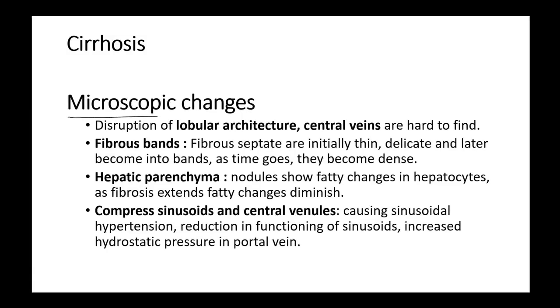So if you look at the microscopic changes, so we have hepatic lobule, we have central vein, and you will see fibrosis around the central vein, or the architecture, our liver architecture will be disrupted. So you will see fibrous bands.